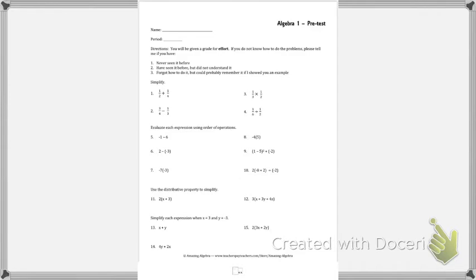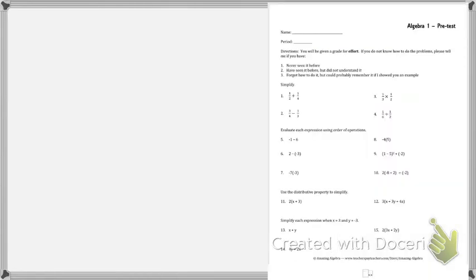But for now, we're going to work on this pretest. So be sure, if you have not done so, you read this important information right here. It's going to kind of tell me what you know and what you don't know. Okay? All right, so we are going to go ahead and get started. So on numbers 1 through 4, we are just simplifying fractions.